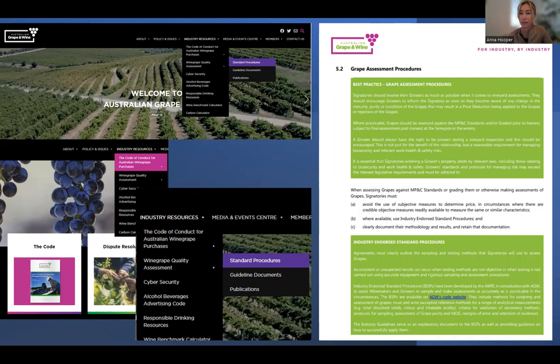Particularly, it has the standard procedures, which is the industry endorsed standard procedures that we call IESPs, and they're referenced in the code. And it also has guidelines for other types of analysis as to what best practice is to help people make sure that they're analysing their grapes or their wine in the best possible way.